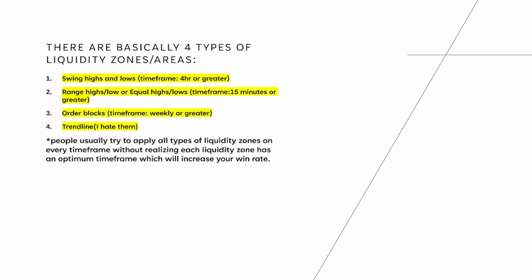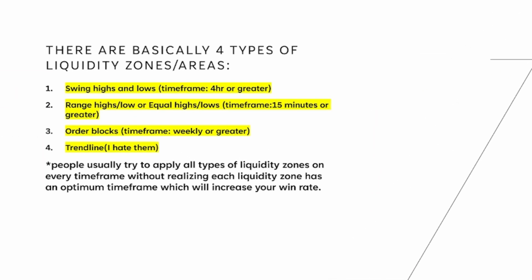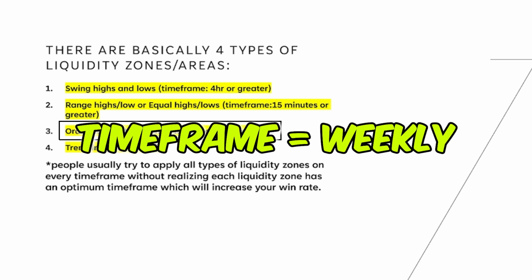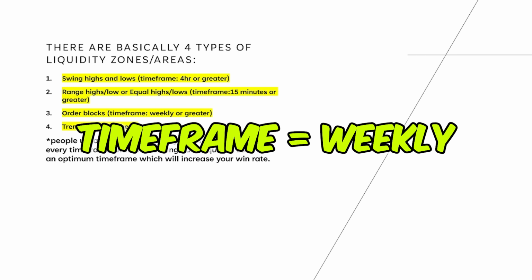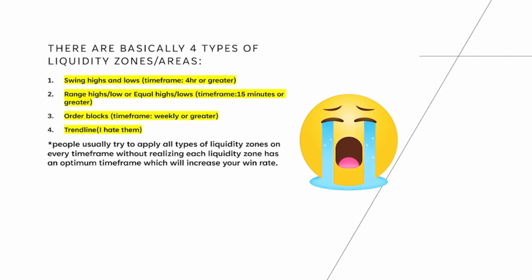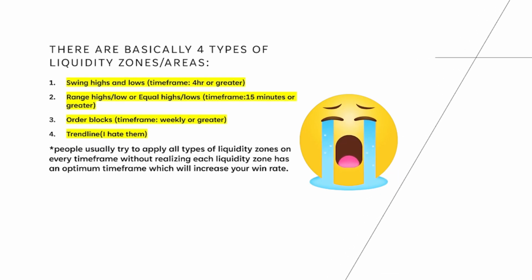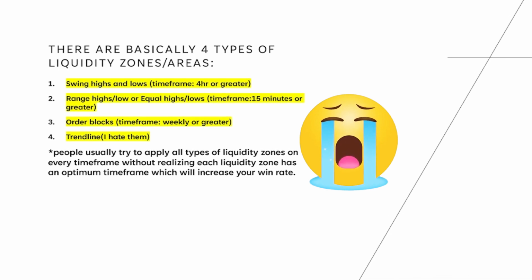Now let's move on to the third type of liquidity zones, that is the order blocks. I specifically use the weekly order blocks and focus on no less than the weekly time frame because I find my win rate really drops. So let's look at an example of a trade from a weekly order block.